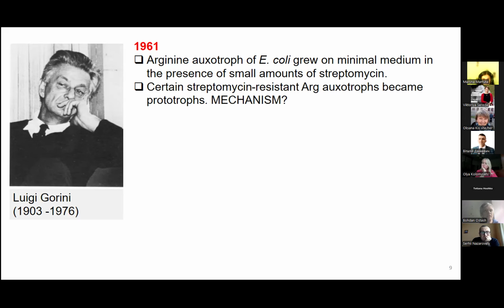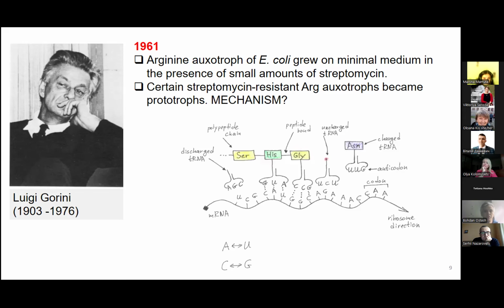you add a little bit, not enough to kill the bacterium, but enough to cause something which helps that bacterium grow in the absence of arginine. That was kind of puzzling, and many researchers probably saw it, but they just dismissed that fact. Like, it's some artifact, some incorrect work, something not related to real observation. But Gorini was, I would say, persistent enough to study that mechanism, and actually he discovered the mechanism that controls the accuracy of protein synthesis, the accuracy of translation.